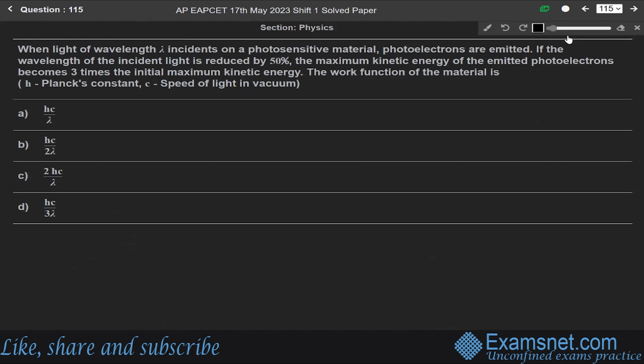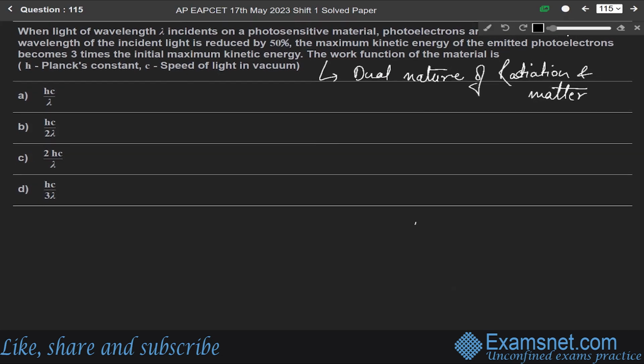When light of wavelength lambda is incident on a photosensitive material, photoelectrons are emitted. If the wavelength of the incident light is reduced by 50%, the maximum kinetic energy of the emitted photoelectrons becomes 3 times the initial maximum kinetic energy. We have to find the work function of the material. Okay, so this question is from the chapter of dual nature of radiation and matter.